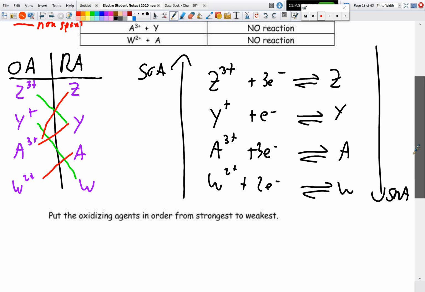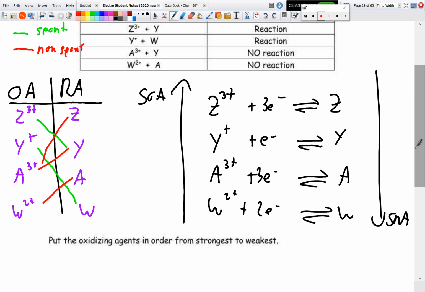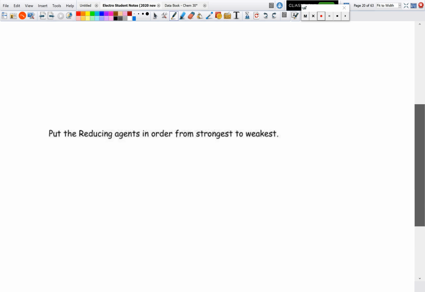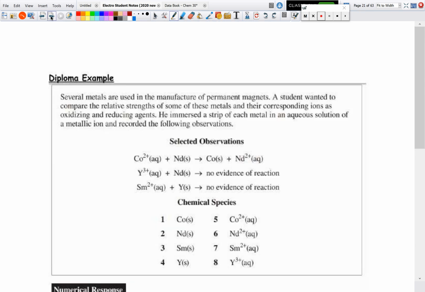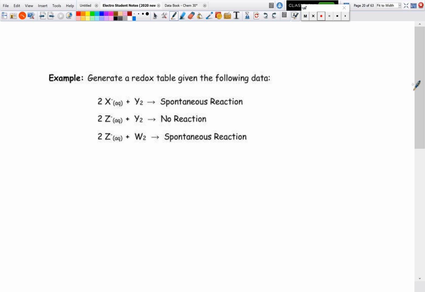And then, of course, if we're putting the oxidizing agents in order from strongest to weakest, we have Z3+, Y+, A3+, and W2+. And I believe this is the last one before a diploma question shows up.